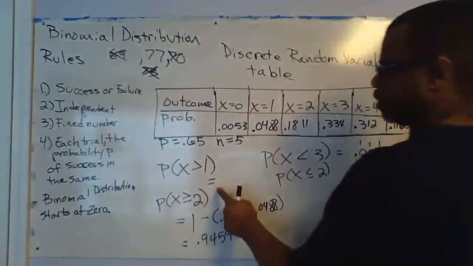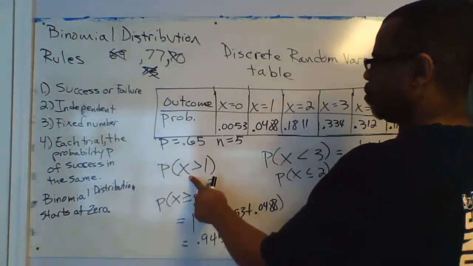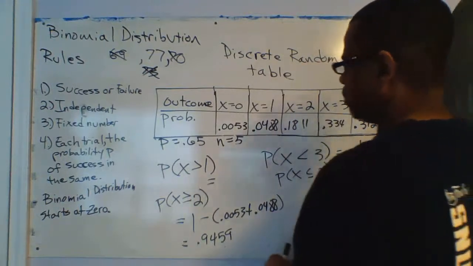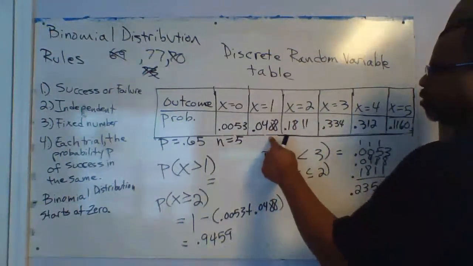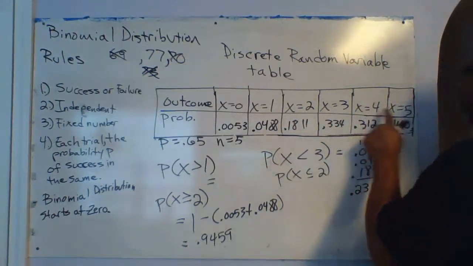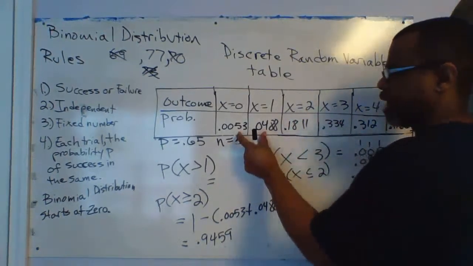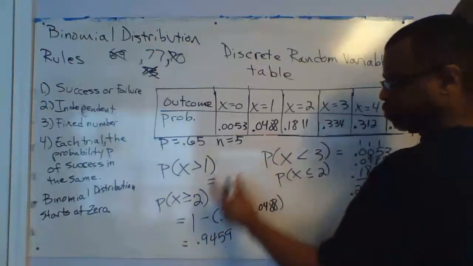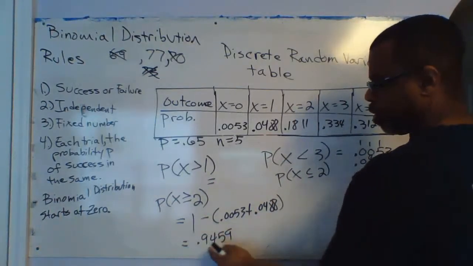Okay, so if you're looking at this one, it's x is greater than 1. So that means it's greater than 1. Since it's discrete, we can't count 1. So it's 2, 3, 4, 5. So don't we have to take out 0 and 1? So we're going to sum this up, do 1 minus that.